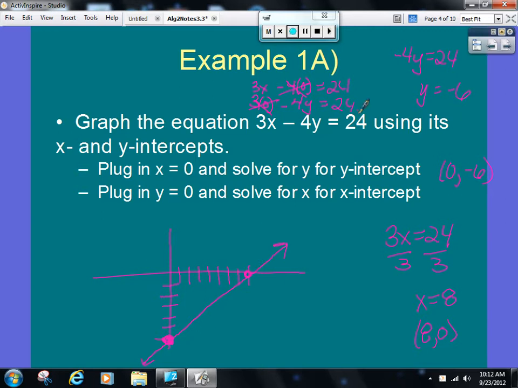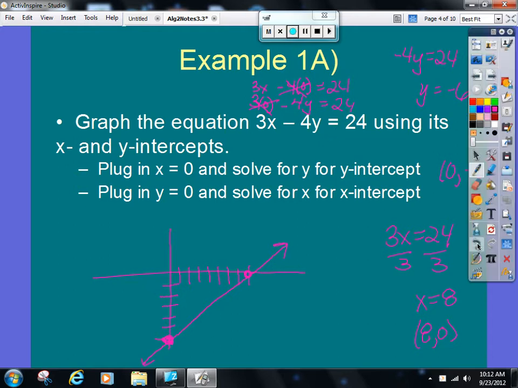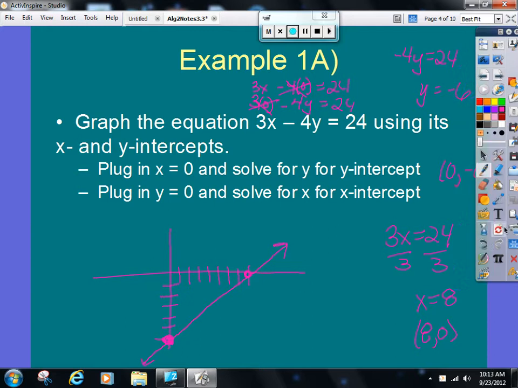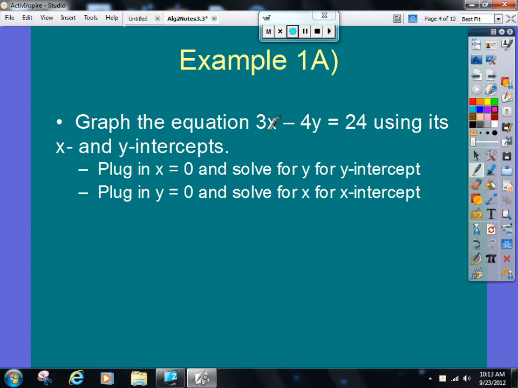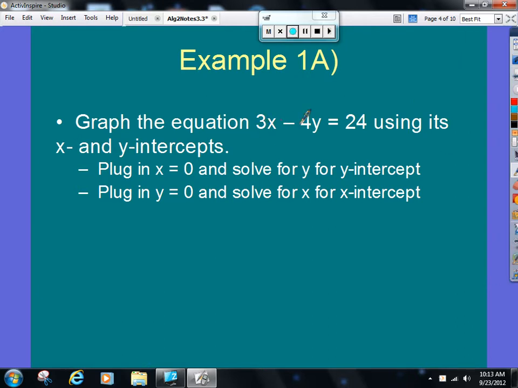This method will work. It is very quick whenever you have standard form. I'm going to show you the other method. It's not asking you to do this by any means, but probably the way I do it most times. In this case, I probably would use the intercepts because I noticed that 3 and 4 work out nicely with 24. But if not, we could have easily gone to slope-intercept form.